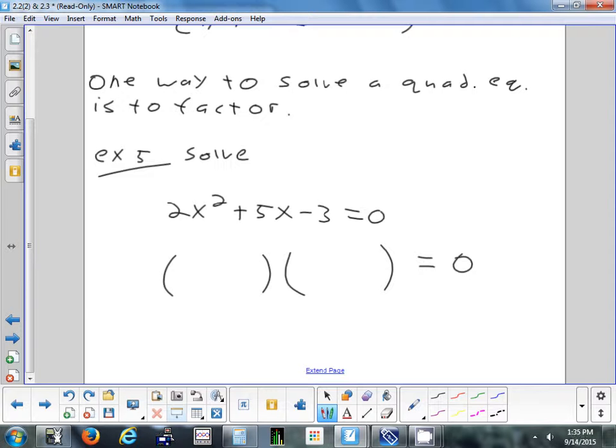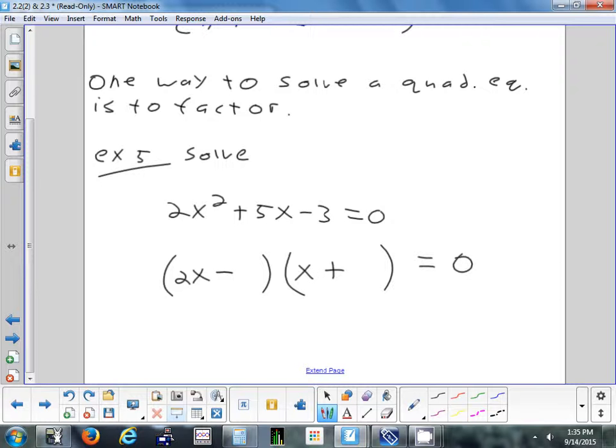And what could I multiply together here that would give me my first term? What times what is 2x squared? And there's only one thing we can do. Yeah, 2x and 1x. Good. We've got a positive middle and a negative constant. What does that mean about my signs? Plus, the other's going to be negative. Yeah, one's plus, one's minus.